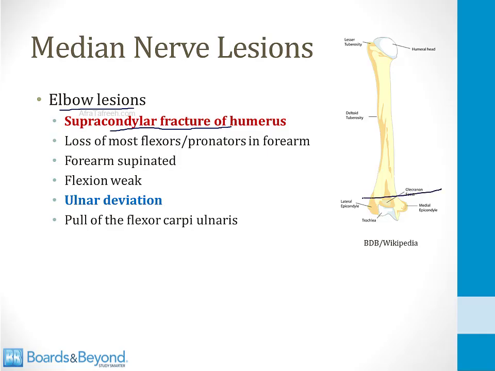If the median nerve is damaged at this location, you will lose innervation to most of the flexors and pronators in the forearm. For this reason, patients with elbow lesions involving the median nerve have a supinated forearm and flexion is weak. And then as I talked about earlier, a very high yield thing to remember is that in a median nerve lesion that is proximal, like at the elbow, there will be ulnar deviation of the wrist, especially with flexion. This is because the flexor carpi ulnaris muscle maintains its innervation by the ulnar nerve and it can flex the wrist, but when it does so, it pulls it towards the ulnar side.